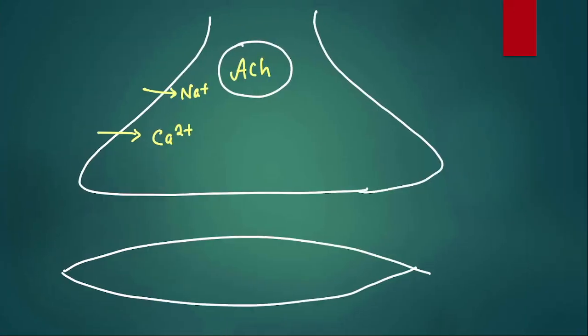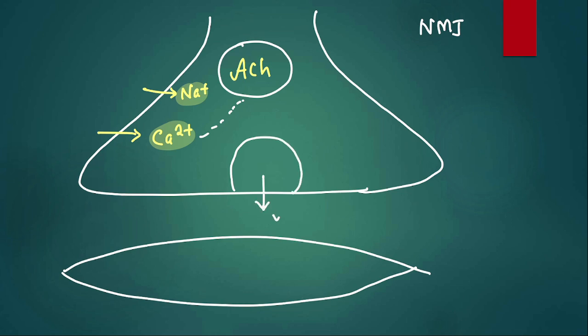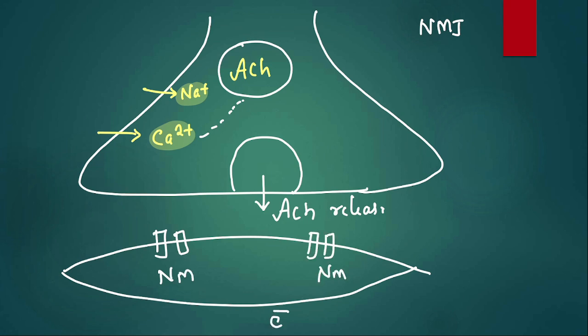Let us see how they work. This is the neuromuscular junction, and whenever there is an action potential, sodium enters and then calcium enters through the calcium channels, and this calcium will allow the vesicle to fuse, and there is release of acetylcholine. So there is acetylcholine release from the presynaptic terminal. This acetylcholine will act on NM receptors, which are ion channel receptors, and that is going to cause skeletal muscle contraction. This is your normal physiological process.